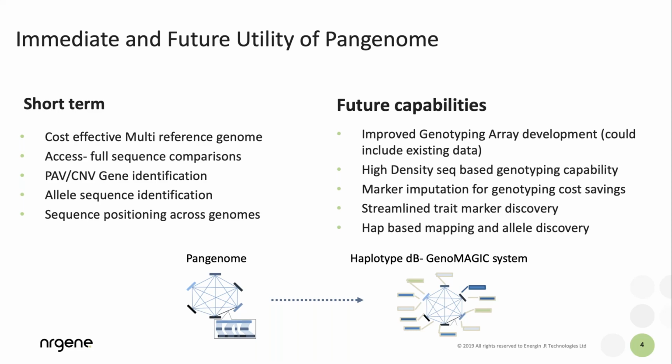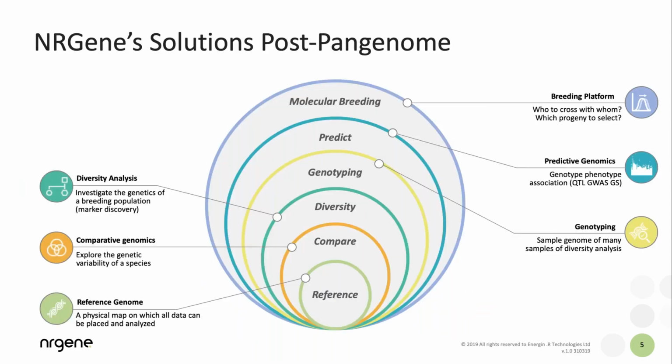We don't have time to go into all of the post-pan-genome solutions of NRGene, but they're shown on this slide. Once the pan-genome is completed and the databases are created, you go beyond the physical reference genome at the bottom to comparisons across the diversity that exists within your breeding program, the haplotype diversity that exists within your breeding program. The diversity analysis enables better analysis of your germplasm as well as marker discovery.